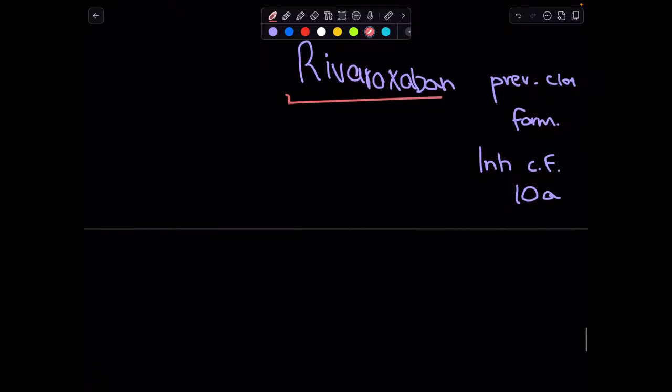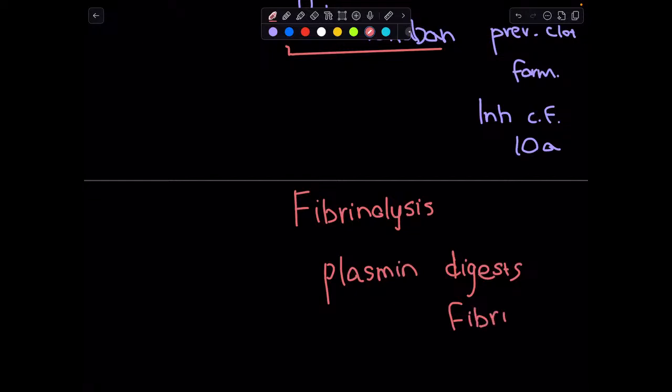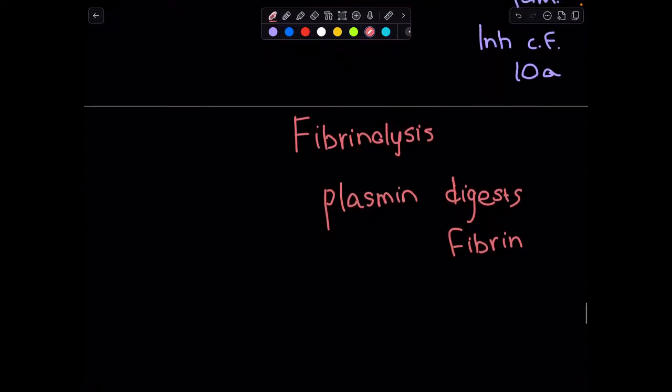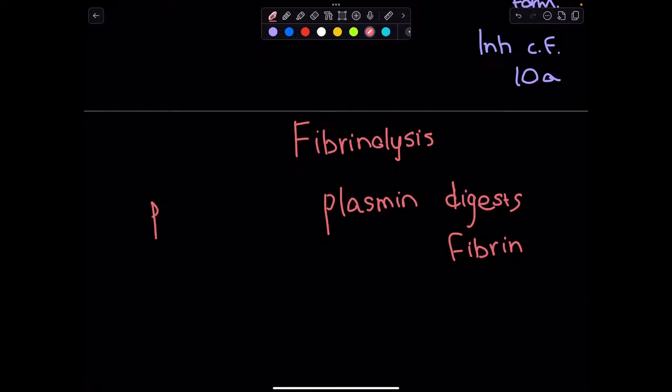Yeah, fibrinolysis. Sure. Fibrinolysis is the process where clots are broken down. It's mainly carried out by an enzyme called plasmin, which digests fibrin. So plasmin digests fibrin? Exactly. Okay. And so I assume we have plasminogen too. Exactly.